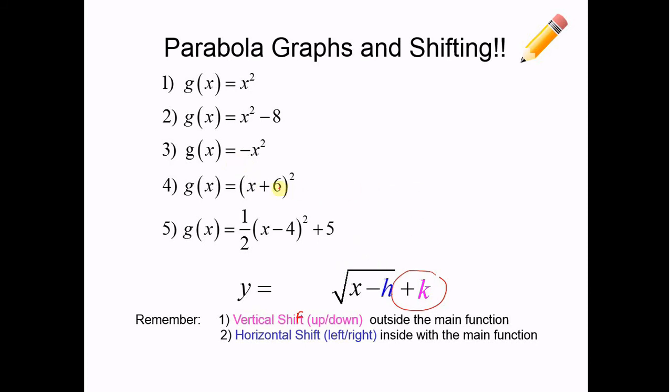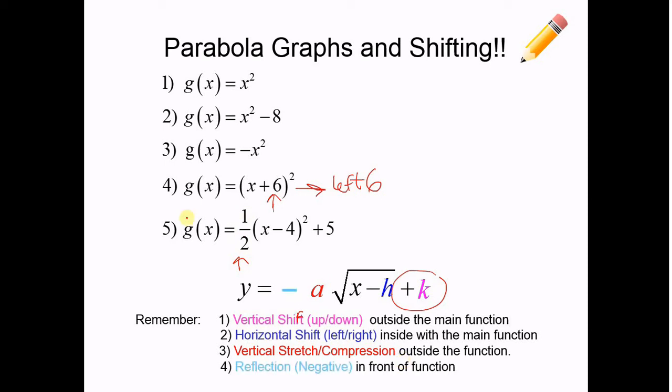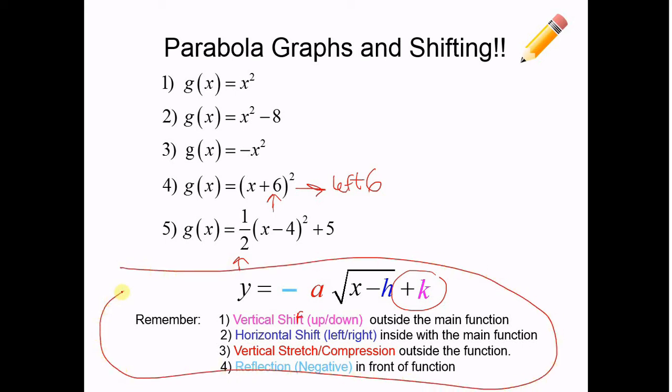We had one that would go inside right here, and that made you go left or right. Remember, it was always opposite of what you thought. So this one would have gone left 6. So same thing, if you have something on the inside, it's going to go left or right. If you have an A on the outside or a number on the outside, like this 1/2 here, that's going to make you either stretch or compress, depending on how you're moving around. And then the negative on the outside, that makes you flip the function or reflect it across the x-axis. So the majority of what you're going to want to have down is this part right there. None of this part really is important. This part is very important down here.